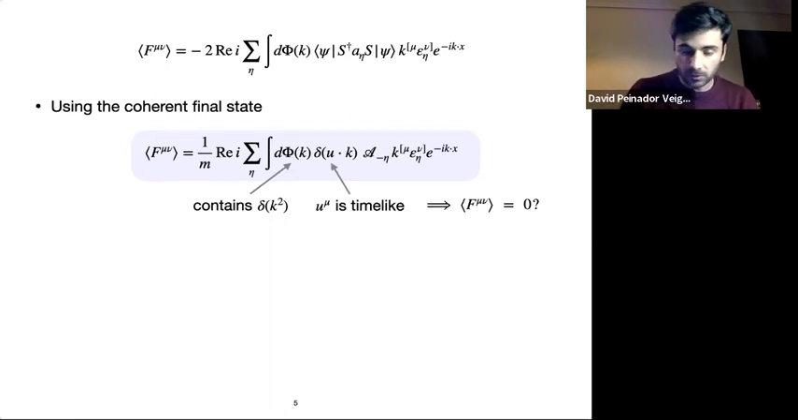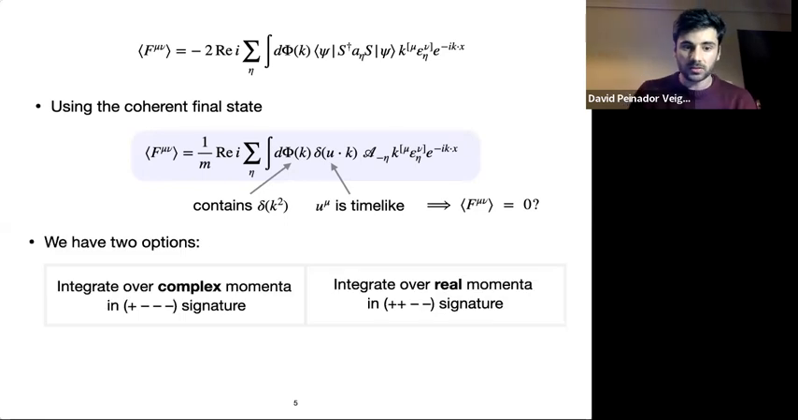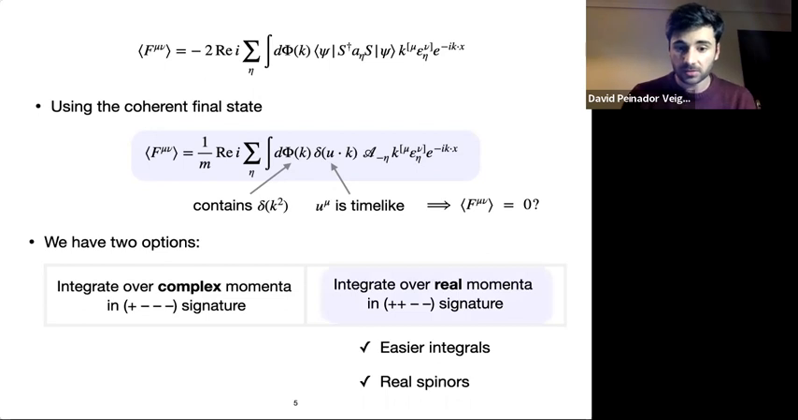So you can do two things. You can either integrate over complex momenta in Lorentzian signature, or you can integrate over real momenta in split signature. That's a (2,2) signature. We've chosen the second option, basically because the integrals are a bit easier, and you also get real spinors. In (2,2) signature, all the spinors are real. But let me emphasize that you could also do it with complex momenta in Lorentzian signature, and you can actually rotate back from one to the other if you want.